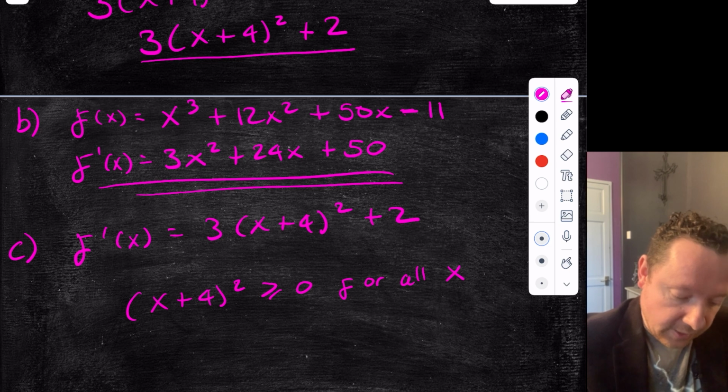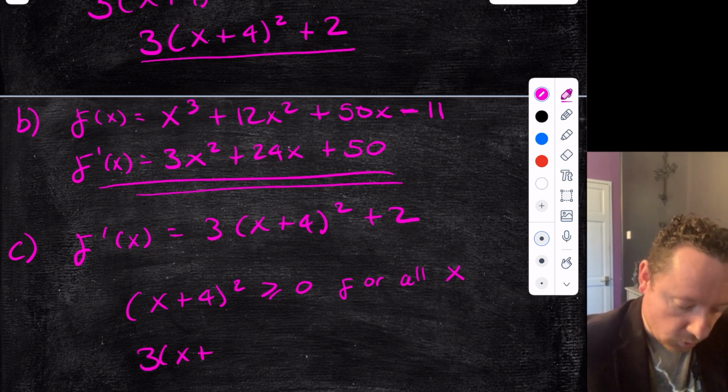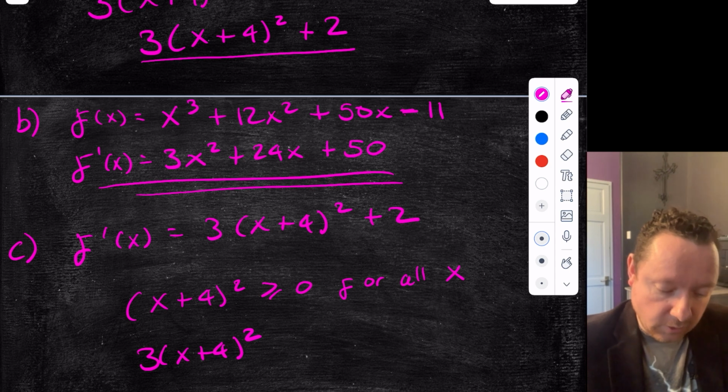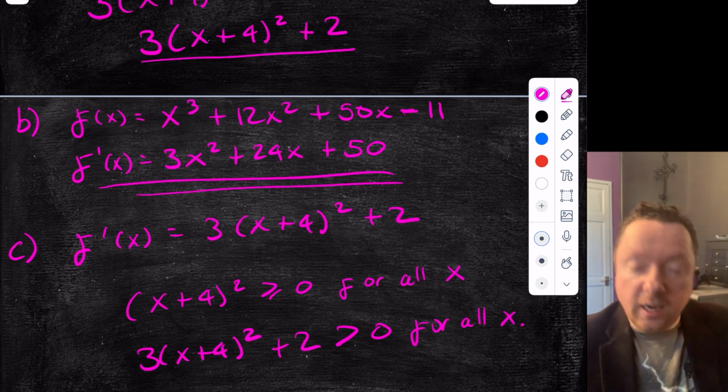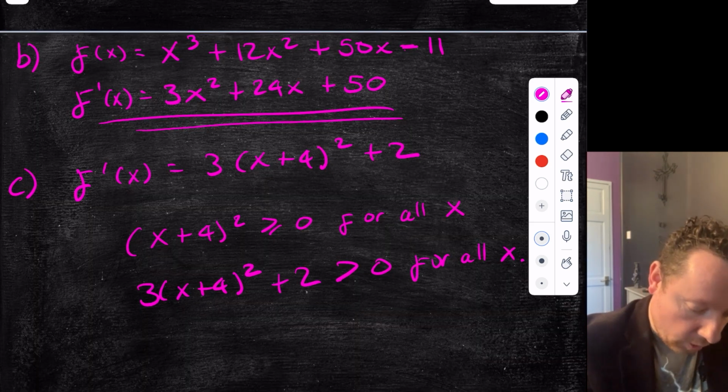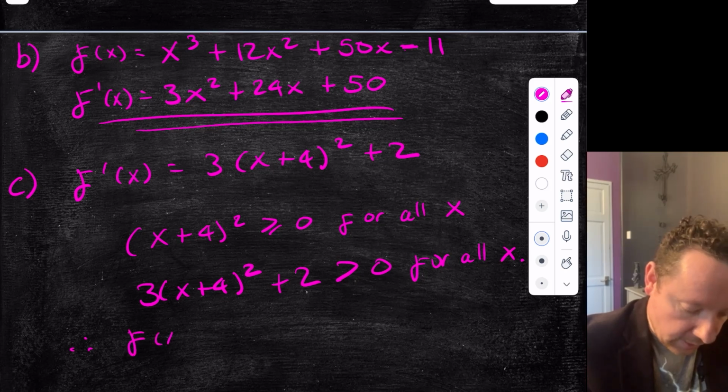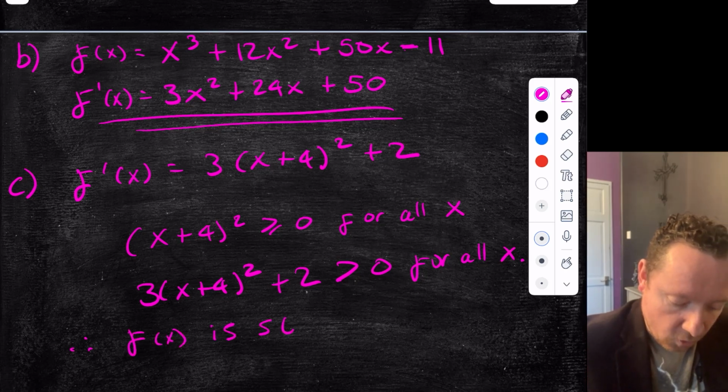So therefore, if that's always greater than or equal to 0, then 3 times (x plus 4) squared is always greater than or equal to 0. But then if you add 2, that must be always bigger than 0 for all x, because you're adding 2. And therefore, f of x is strictly increasing for all x.